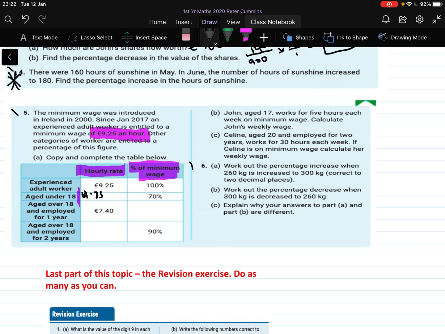Can I fit that in there? $9.25, and this person's getting 70% of the minimum wage. So you're going to multiply this by 70. Sorry about the writing. So you have 9.25 multiplied by 70%, and that's going to give you whatever the answer is in that box, somewhere around 6-7 euros.